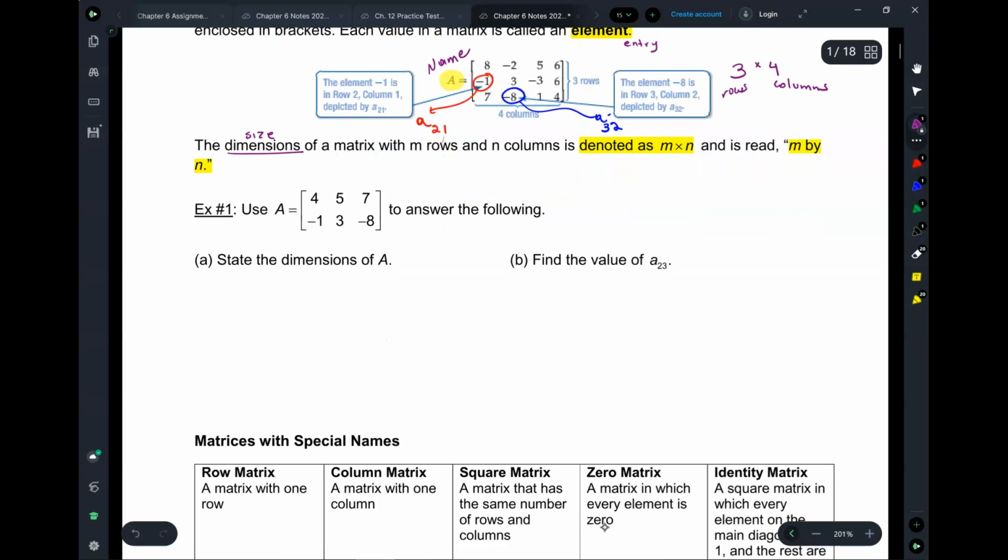Okay, so let's do this one. What are the dimensions of A? 2 by 3. Is that all you do? The capital A is just the name of the matrix. Does the x affect it at all? No, it's just like times. 2 times 3, yeah. It doesn't matter, it's convention. Okay. So how about this one? Find the value of a 2 3.